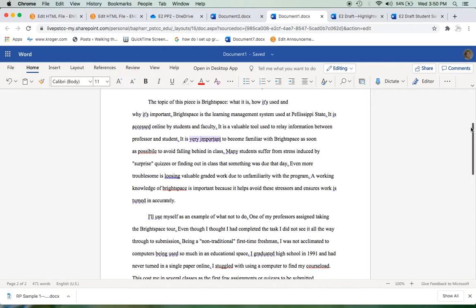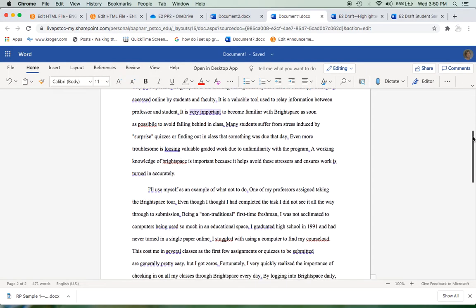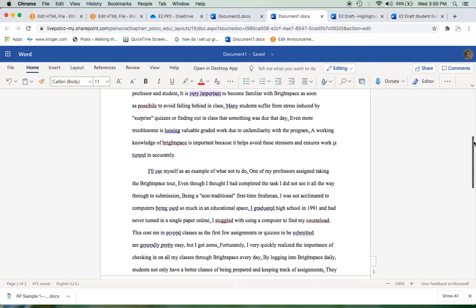It is very important to become familiar with Brightspace as soon as possible to avoid falling behind in class. Many students suffer from stress induced by surprise quizzes or finding out in class that something was due that day. Even more troublesome is losing valuable graded work due to unfamiliarity with the program. A working knowledge of Brightspace is important because it helps avoid those stressors and ensures work is turned in accurately.